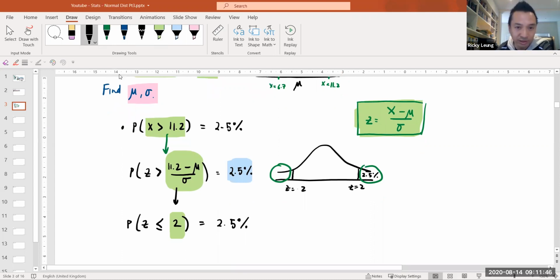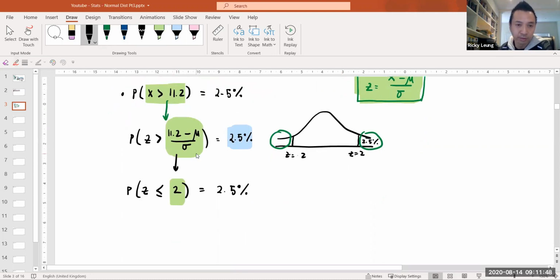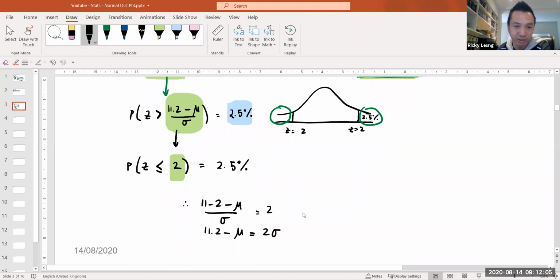Now, why am I doing this, guys? Let's see if you can see. Because if I make this green statement here equal to the 2, times a 2 up, can you see where I'm headed with this? I've got 2 unknowns. I've now got one expression for me to potentially solve simultaneously, right? So if I make mu the subject, move that 11.2 minus 2 sigma, I now have my first equation to solve simultaneously.